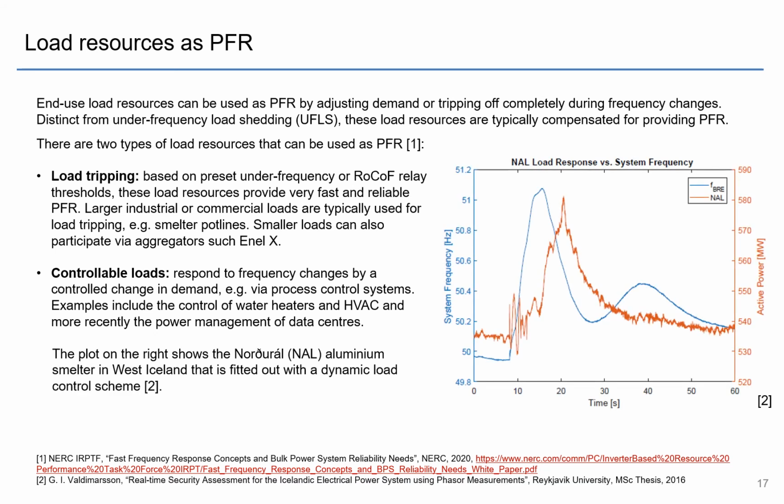Here's an example of an aluminium smelter in West Iceland that is fitted out with a dynamic load control scheme. You can see in this event, it was an over-frequency event, and as the frequency went up, the active power also went up. You can see it's not particularly fast. We're talking about time scales of 10, 20, 30 seconds, so it takes some time for the control scheme to operate. And as the frequency goes down, the load also goes down.